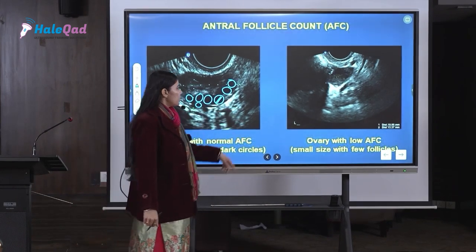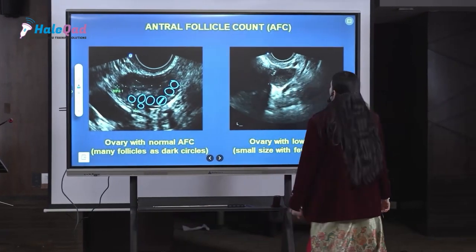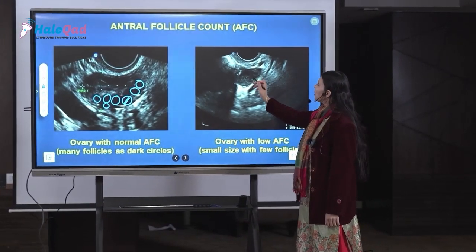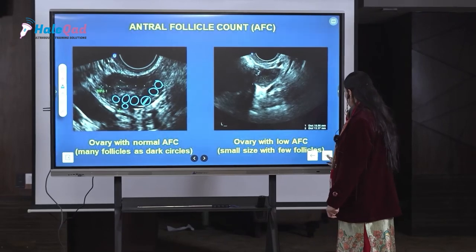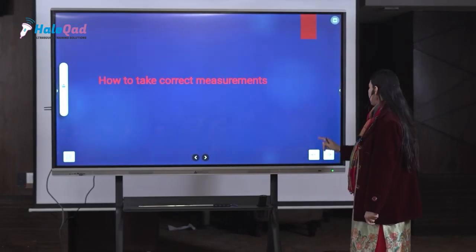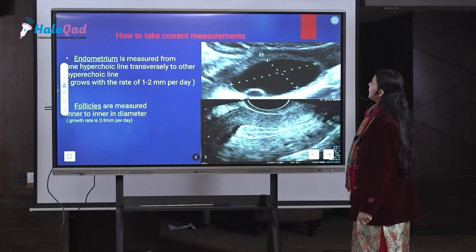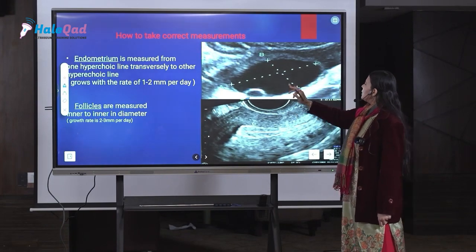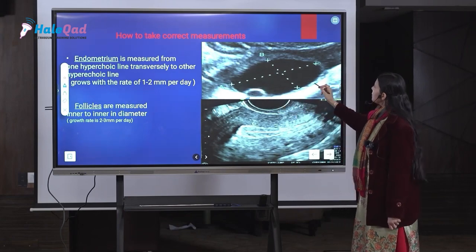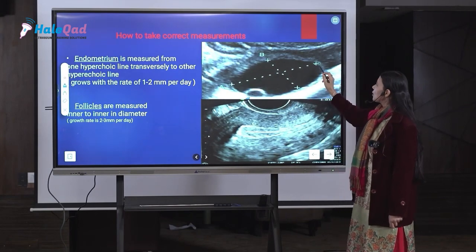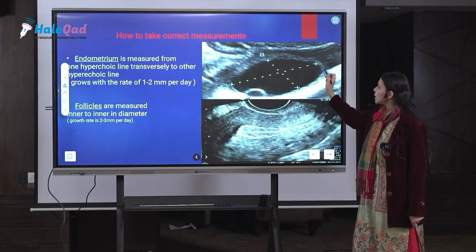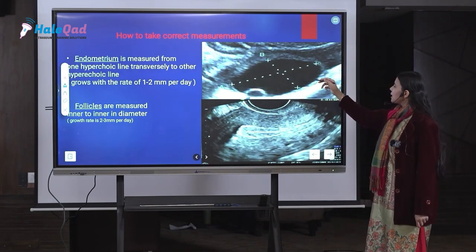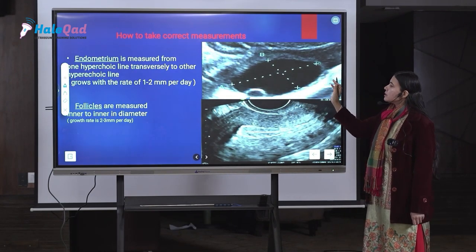Ovary with low AFC. Small size. I can only appreciate 2 here. So this is the thing. Now how to take correct measurements, that I've just told you. Very, very important point. This is the same. You are taking the longitudinal length. Maximum length you have to focus. Take 2 diameters, take a mean out of it. That is the final thing.